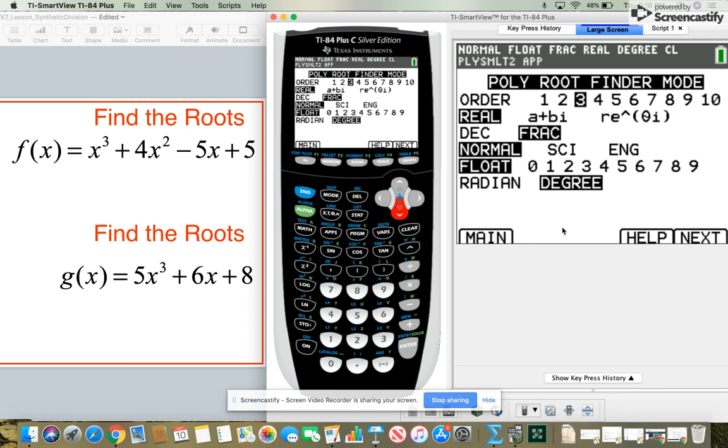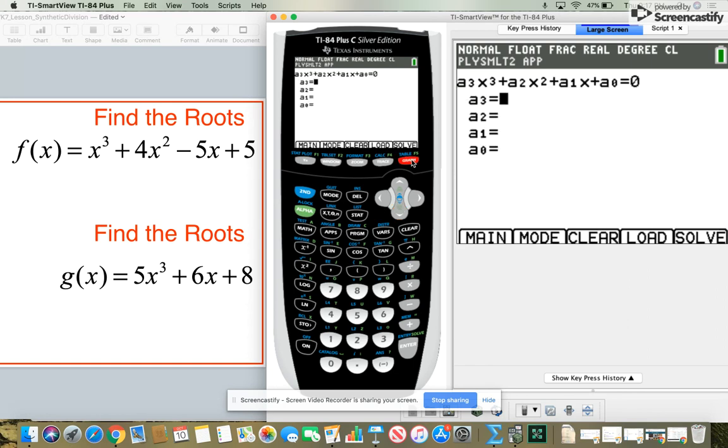If you look at your screen here, the word main is above y equals, and the word next is above the word graph. So I'm going to click on graph, and now I can type in my coefficients. The thing that's paired with x cubed is this a3 value right here. So I'm going to type in 1 because that is my first coefficient.